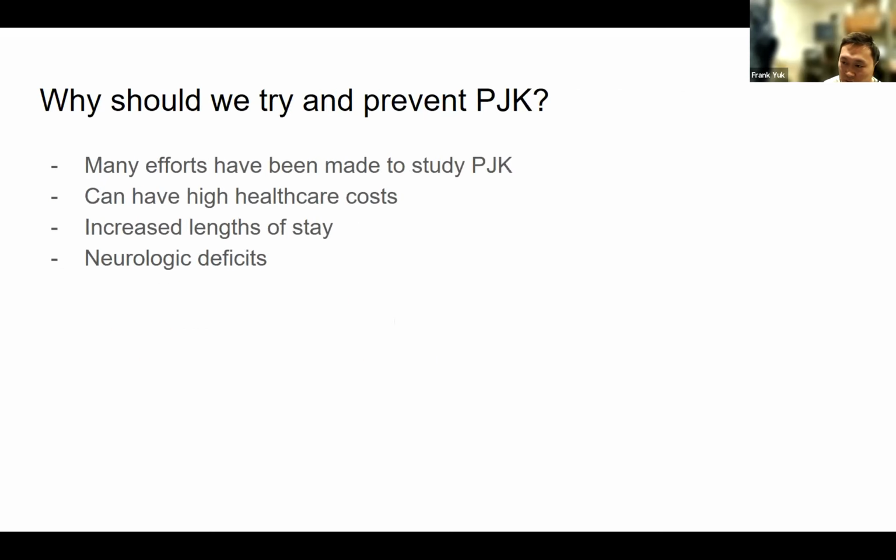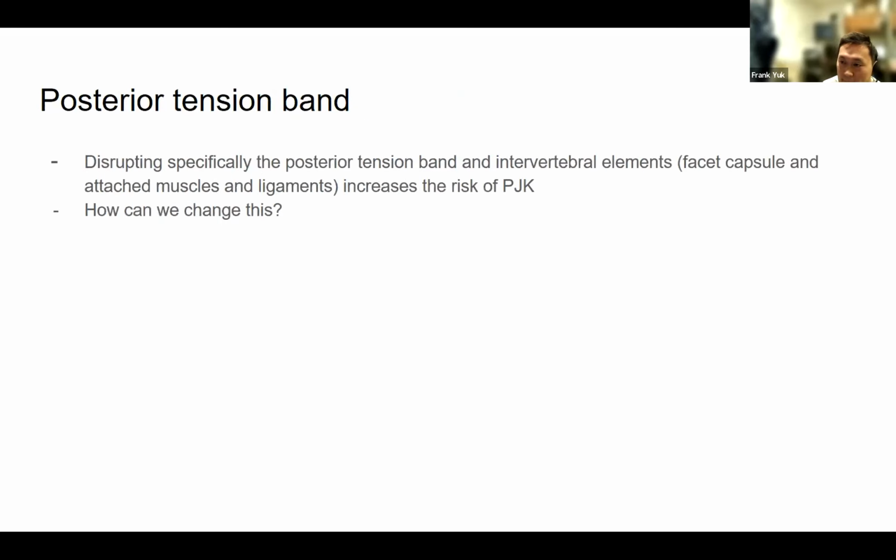So why should we try to prevent PJK? Because PJK has very high healthcare costs: readmitting the patient, increased length of stay, reoperation rates and costs, and patients could develop severe neurologic deficit that could be transient or permanent. So we'll talk about all the risk factors we discussed and how we can potentially prevent them from happening.